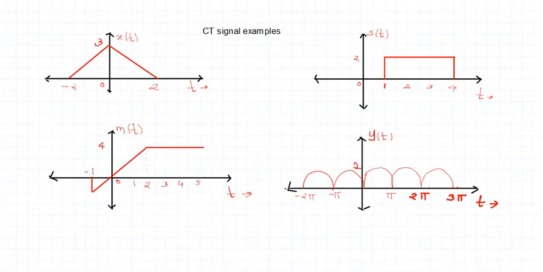Look at the second example. I've named the signal s of t. What do you understand about this signal? It exists from time instant 1 to time instant 4. For all other instants, this signal is 0. And hence I know the value of this signal for all time instants. It is 0 up to 1, it exists from 1 to 4 with a magnitude 2, and then it again becomes 0.